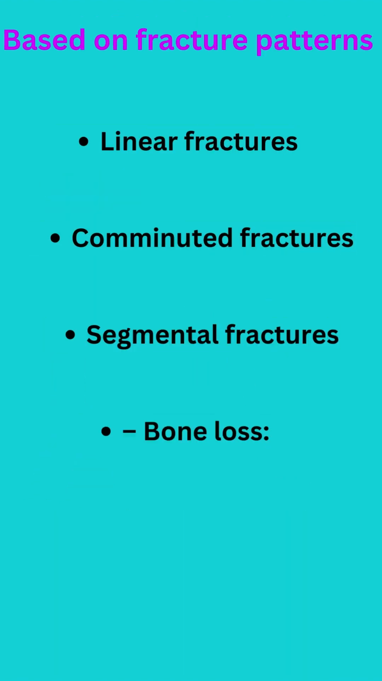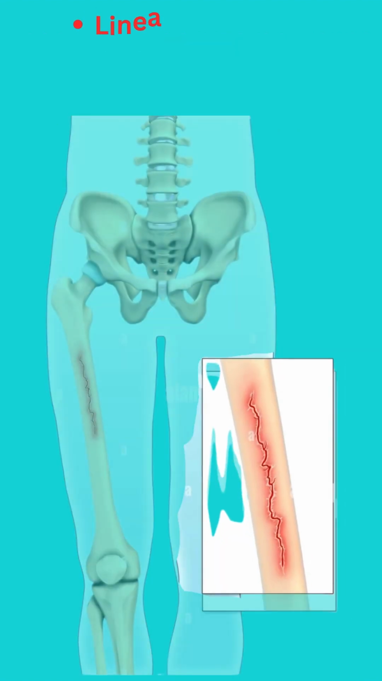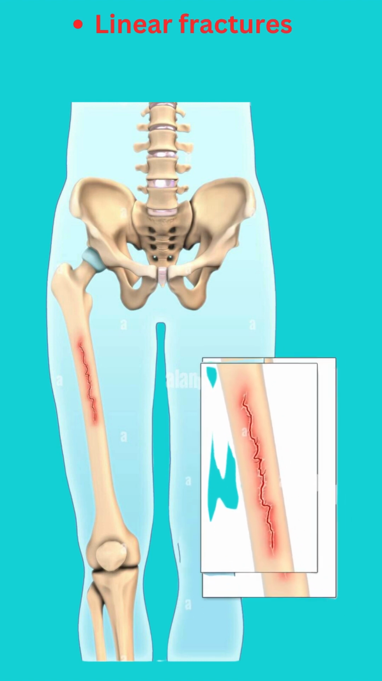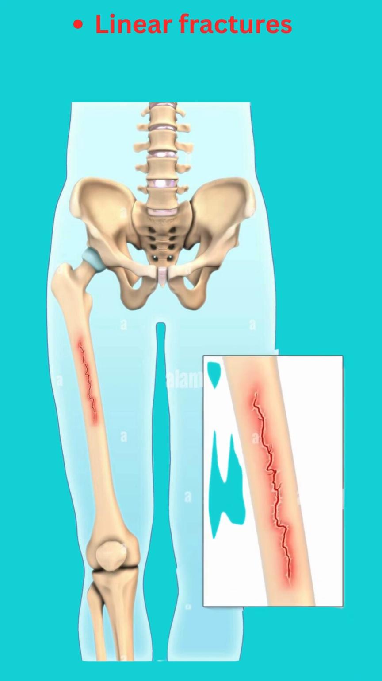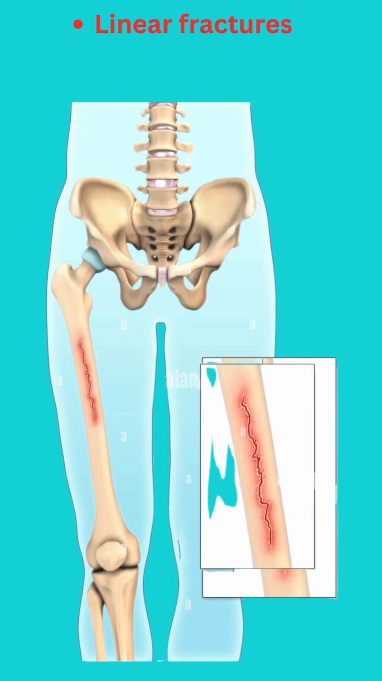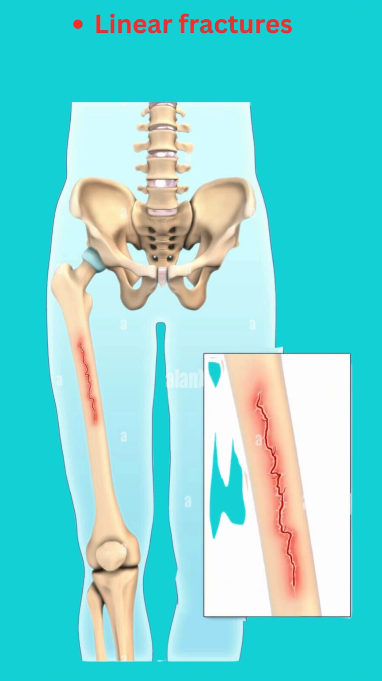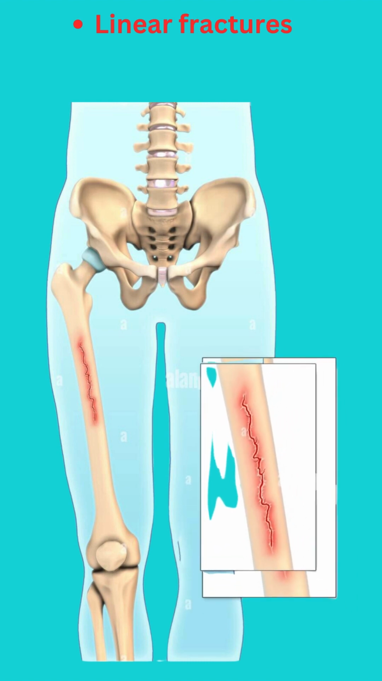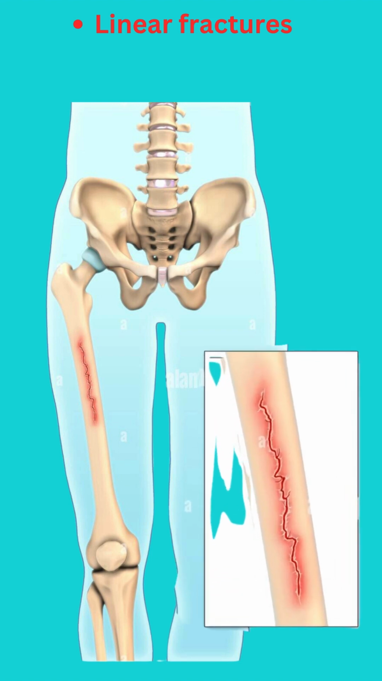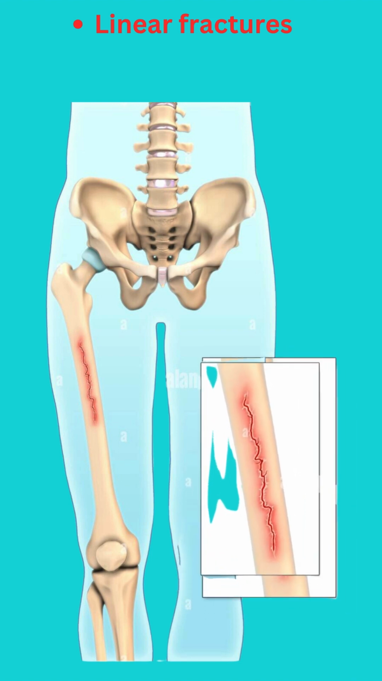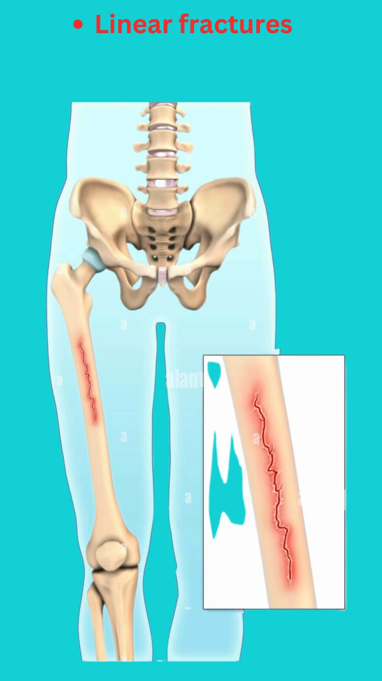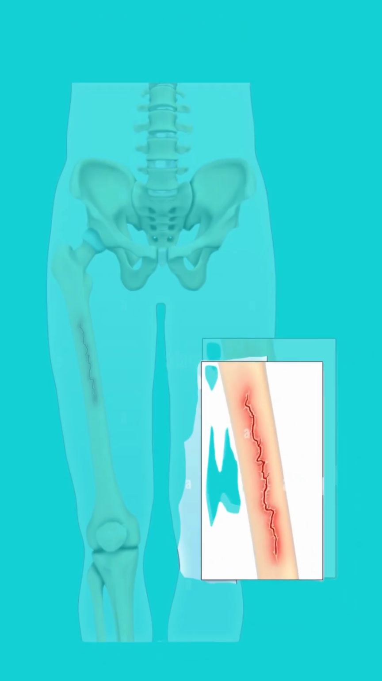Classification based on fracture patterns. Linear fractures, comminuted fractures, segmental fractures, bone loss. Linear fractures could be transverse, oblique or spiral. Any fracture that forms an angle less than 30 degrees with the horizontal line is called transverse. Angle equal to or more than 30 degrees is termed oblique.